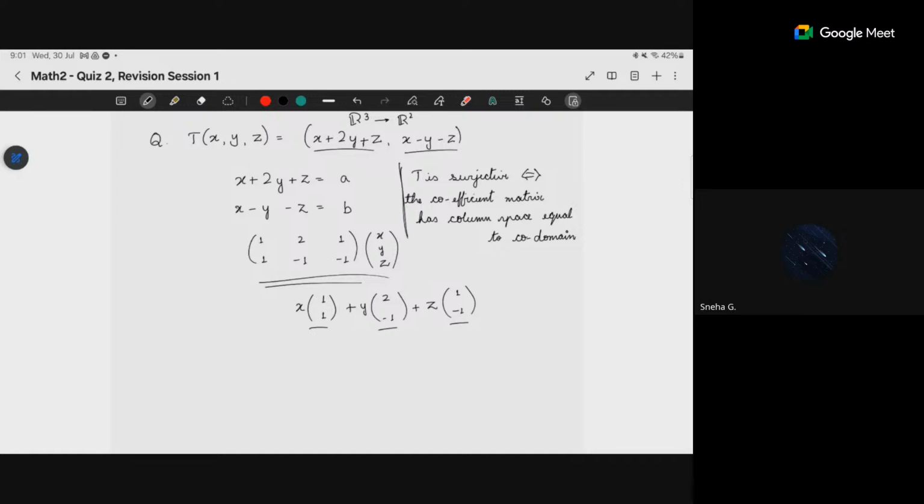So if I take the columns and take all possible linear combinations, what is it called? So that's the column space of A. Right? Yes. So this is exactly the column space of A. So if the column space of A is equal to the codomain.